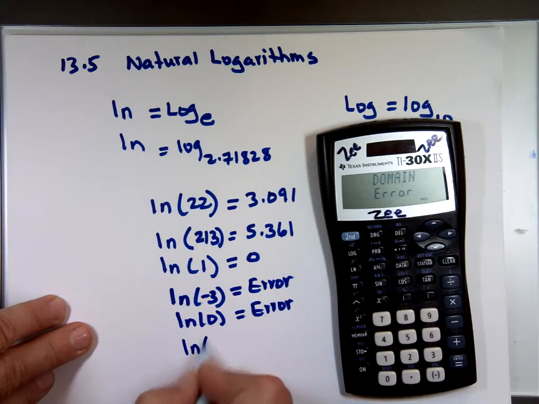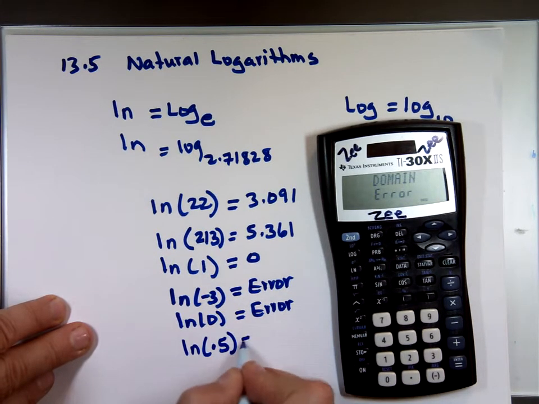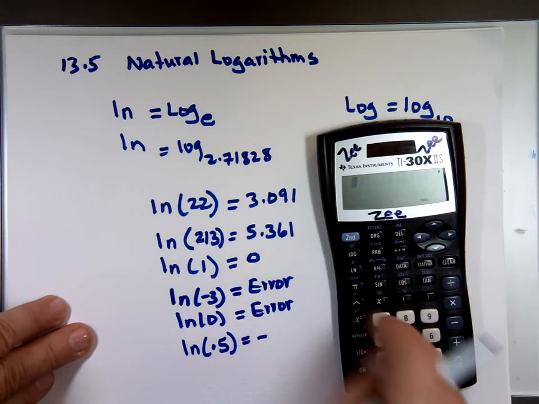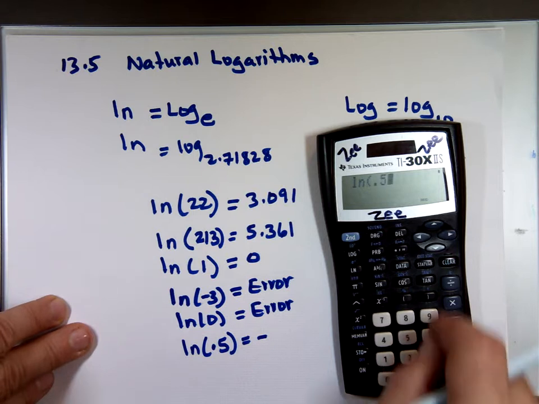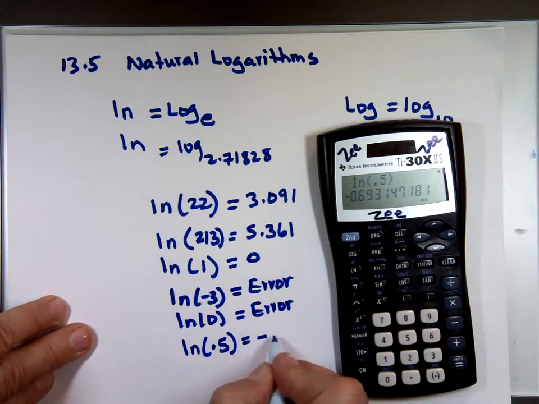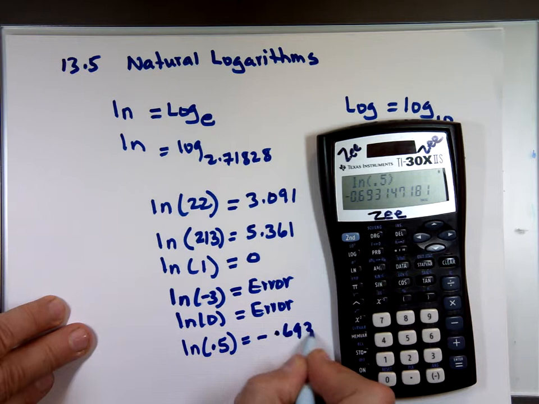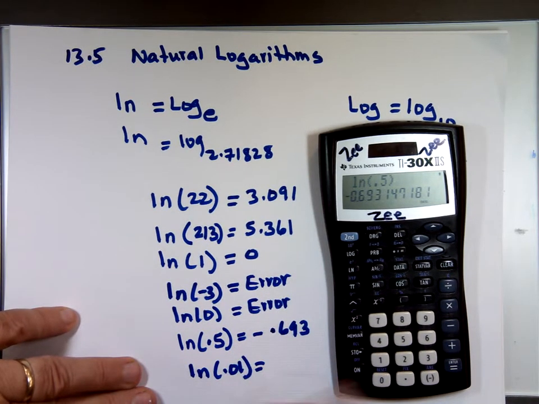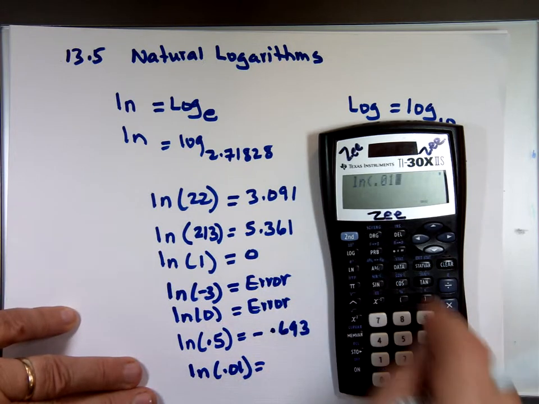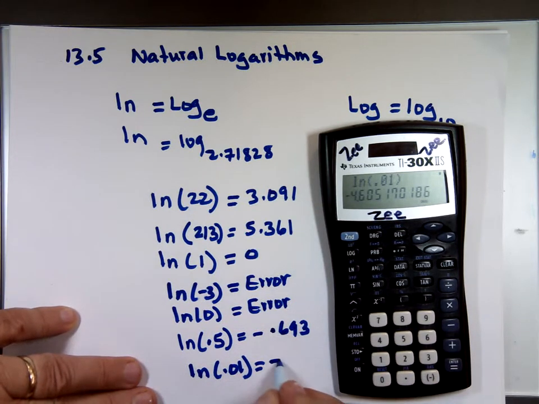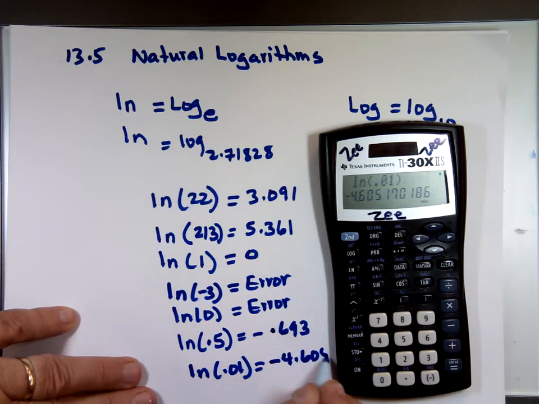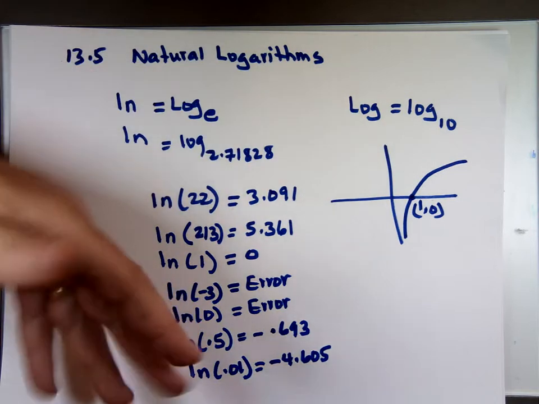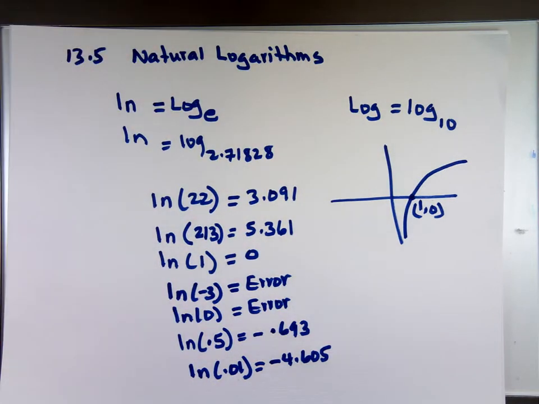What's the natural log of 0.5? Should be a negative number. Negative 0.693. What's the natural log of 0.01? Negative 4.605. So just like the log, if we give you a number, want to find the natural log, just hit the ln button.